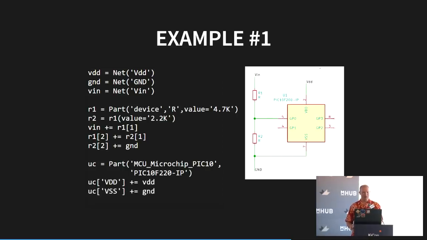Then I'm going to instantiate my microcontroller part. I'm going to connect the power and the ground to the power and the ground lines that I have. And last but not least, I connect the GP0 pin to the junction point where the two resistors meet. I just selected the first pin of R2 to do that. And that's the same thing as what that schematic shows you.